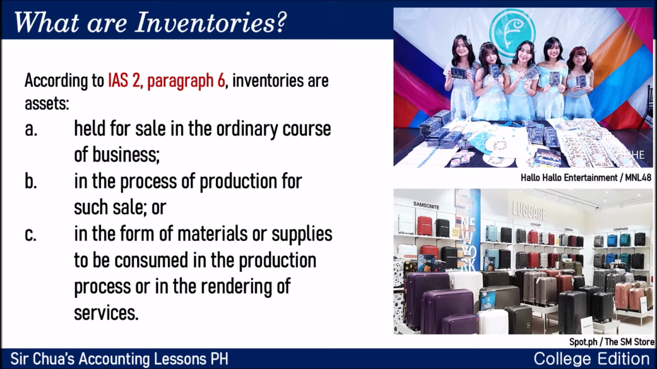Okay? And then letter C, in the form of materials or supplies to be consumed in the production process or in the rendering of services. So kasama po natin sa inventories yung raw materials na ginagamit natin to be transformed to finished goods. Okay? So we have two examples here. Ayan, mga idol merchandise. Ayan. Tapos, yung nasa baba naman natin, yung mga nagmamanufacture ng luggage. Siyempre, yan po yung mga luggage na finished goods na po yan. O, katulad niyan, tinan nyo to.